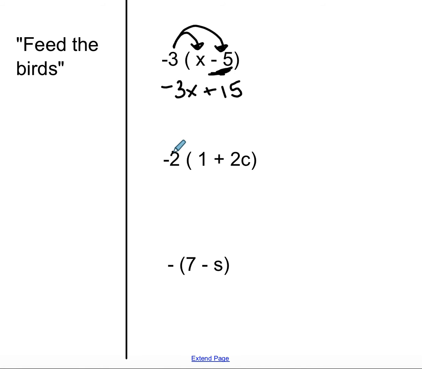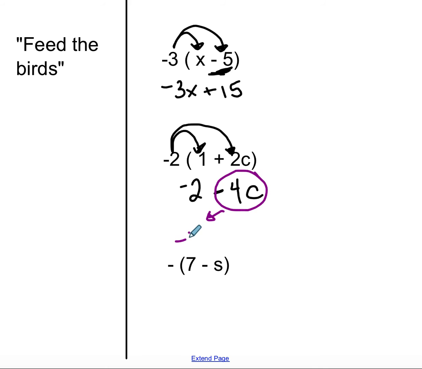This next one, a -2 times 1 is a -2. A -2 times a positive 2c. Well, -2 times a positive 2 is a -4c. Oops, I've got to switch this one around. I like to circle them. So that goes first. I have a -4c, and in front of this one is a -2, so I have -4c minus 2.